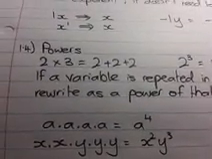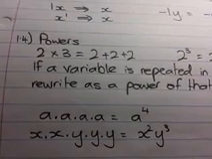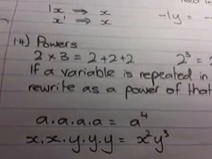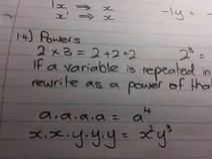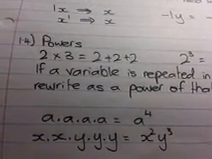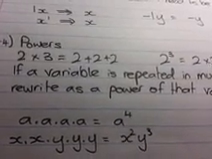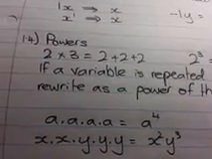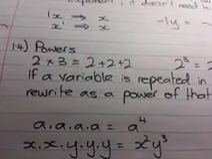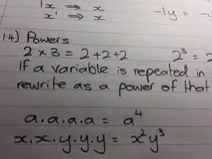Here, x times y times y times y. All part of multiplication, so that's fine. There's 2 x's over there, which is why you can represent it as x to the 2 or x squared, and 3 y's over there, which is y to the 3 or y cubed.